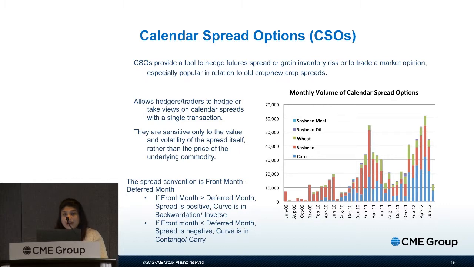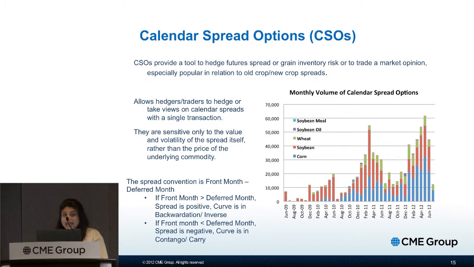It's sensitive to the value and the volatility of the underlying spread. So the option is on the spread and it doesn't depend on each leg. Obviously that means it prevents the slippage risk or the leg risk. And these are very popular for commercials, for the hedging community, for the inventory risk hedging, as well as the trading community. The way it's defined, the spread is front month minus the deferred month. So when that spread is positive, the curve is in backwardation or inverse.